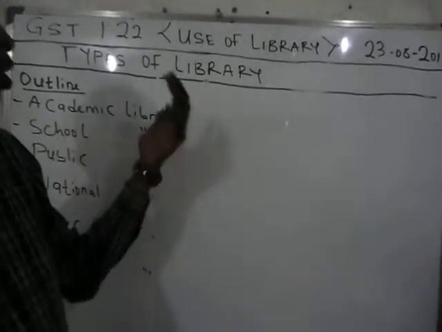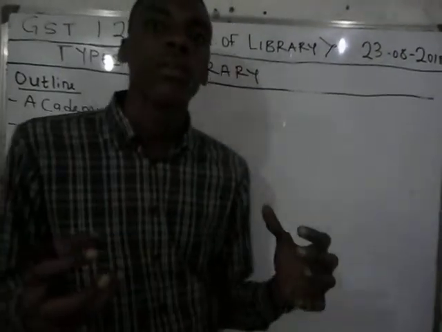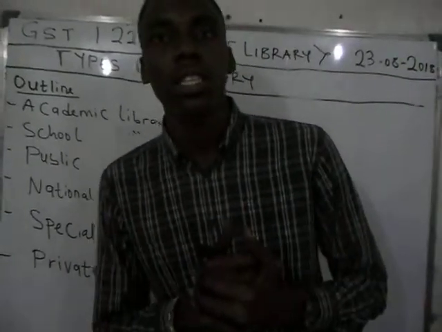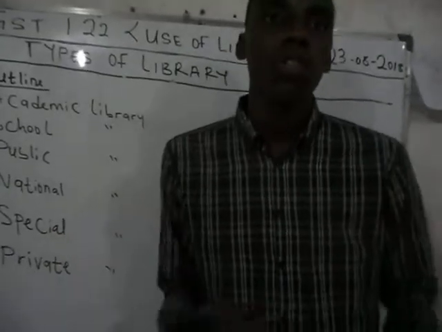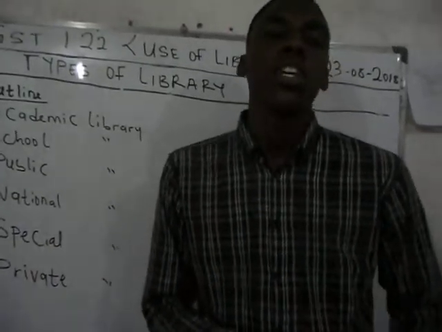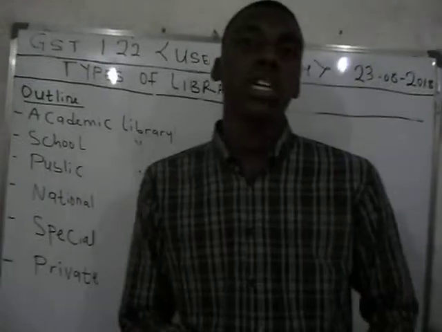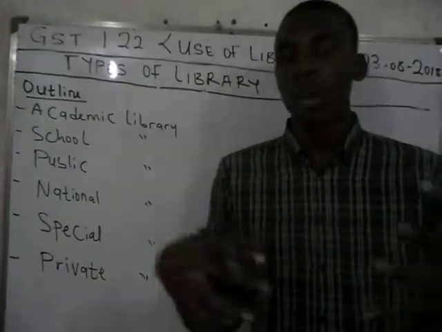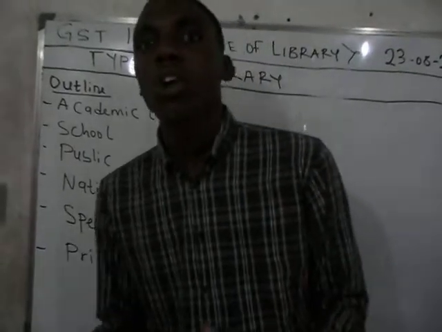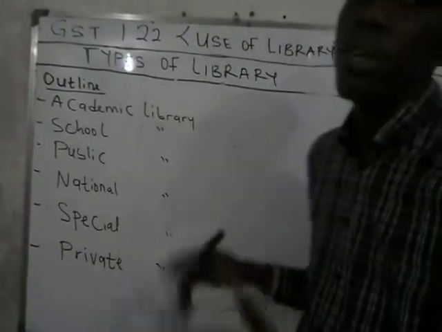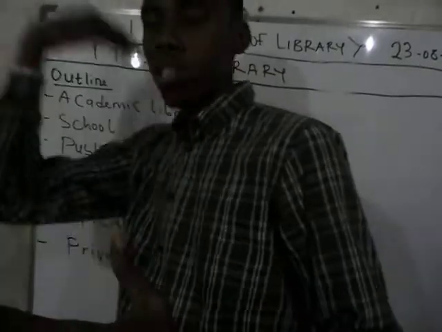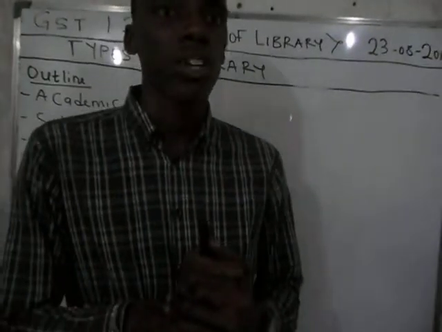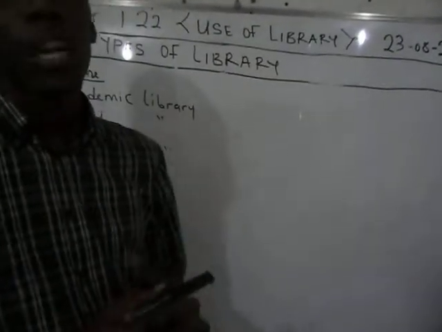So now, the academic library. The academic library is that type of library found in what? Higher institutions of learning. Now, what are those higher institutions of learning? We have universities, polytechnics, monotechnics, colleges of education, and centers or institutes of research. Any library found in such places, or any higher institution of learning, is known as an academic library.